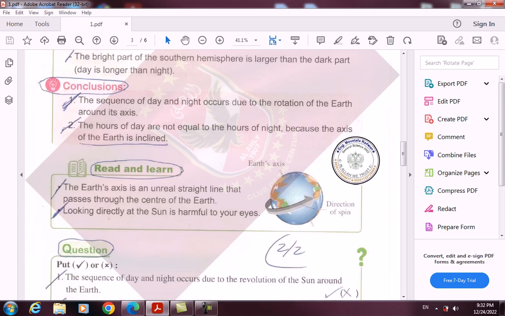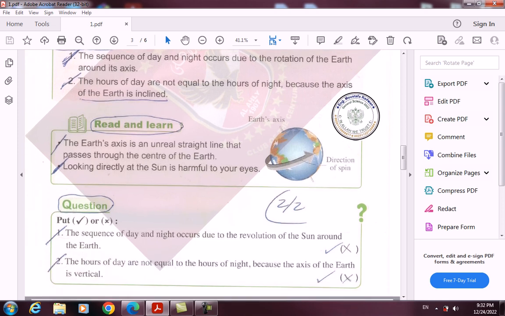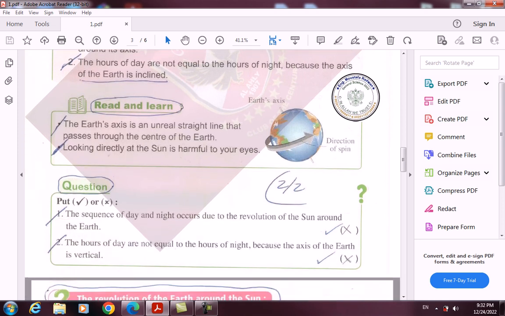Conclusion: the sequence of day and night occurs due to the rotation of the earth around its axis, which is very important to know, and the hours of day are not equal to the hours of night. And why is that? Because the axis of the earth is inclined. It's not straight, it's inclined, a little bit of inclination.